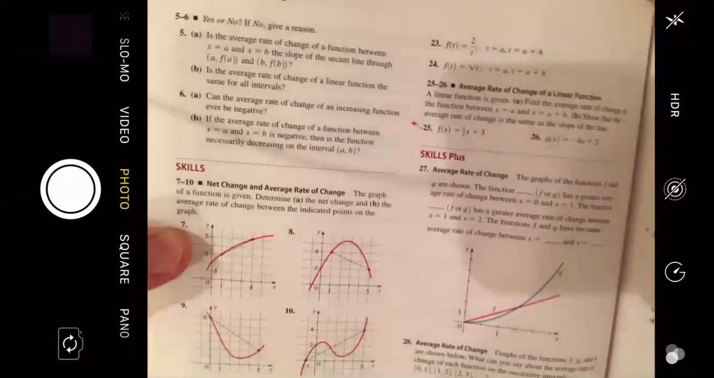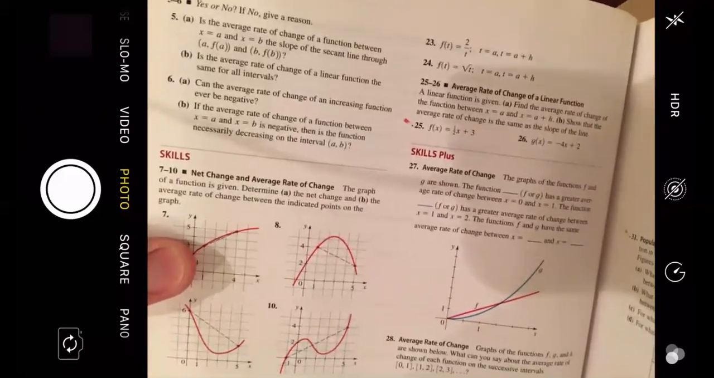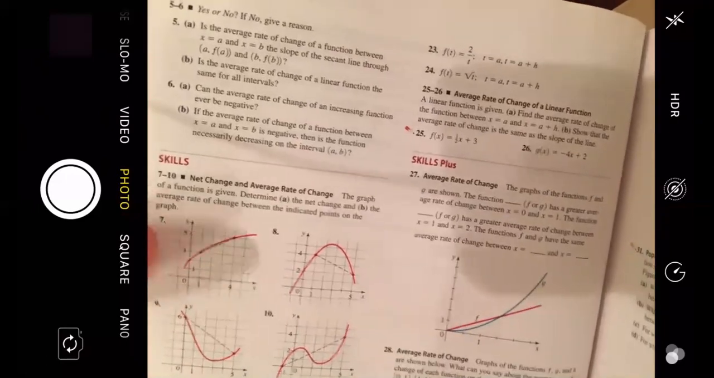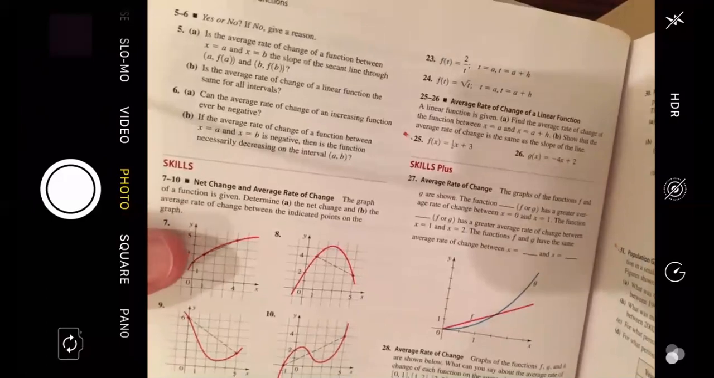Okay, so this is page 224, section 2.4. We'll start with number 7. They give you a graph. Again, no formula on the graph, just a graph. And see the 2 things they want, net change and average rate of change.